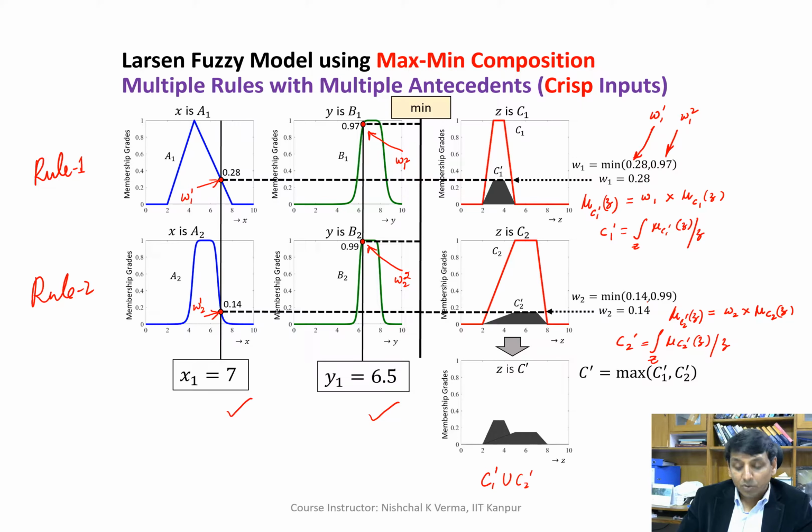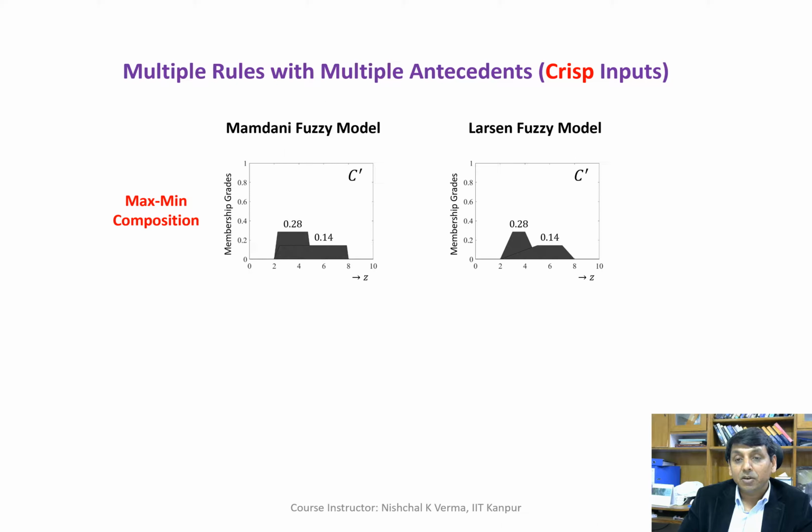Now since this is a fuzzy output, let us compare this fuzzy output of the Larsen fuzzy model with the Mamdani fuzzy model with the same max min composition and with the same crisp input. So we see that the outputs again here will differ. Larsen fuzzy model produces this fuzzy output, whereas the Mamdani produces a different fuzzy output compared to the Larsen fuzzy model. So similarly, when we defuzzify this, the crisp outputs also will remain different.